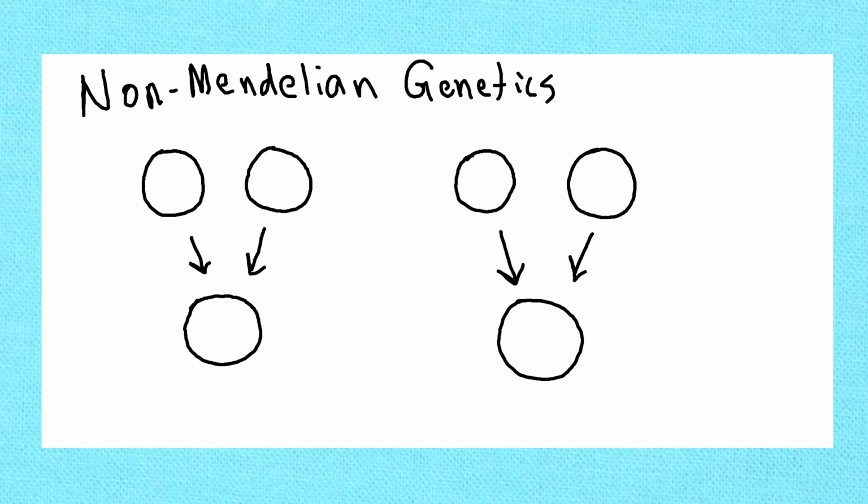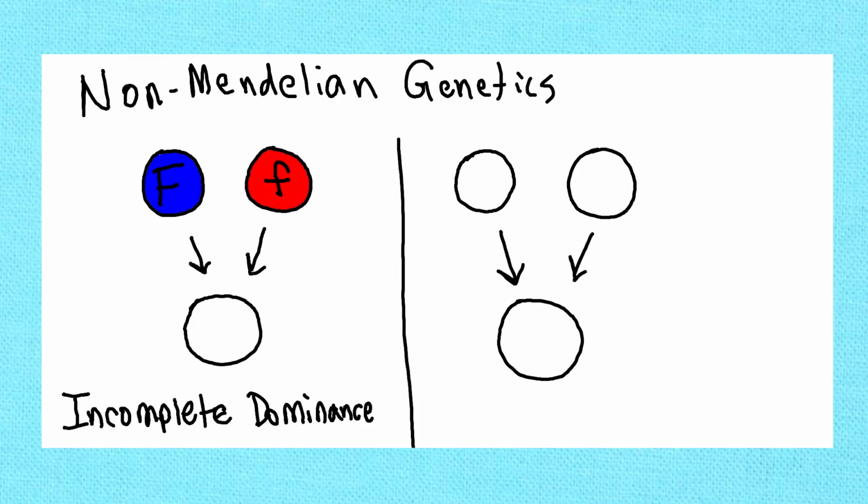So in this first example, say I have a blue flower and I have a red flower. So let's just use a random letter. So in Mendelian genetics, that capital F would overshadow the little f. However, this is non-Mendelian genetics, and this is the exception. In this case, it's called incomplete dominance. So we would take the F and the little f, and that flower would actually be purple. Incomplete dominance is a fusion of the traits, or kind of a blending.